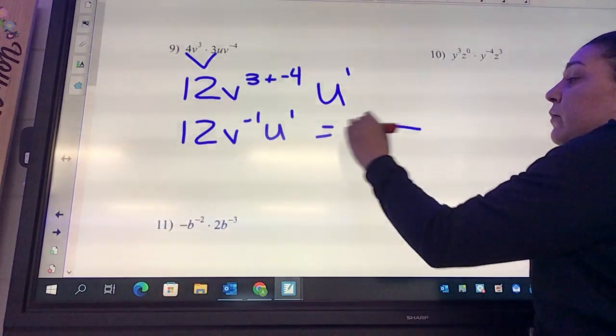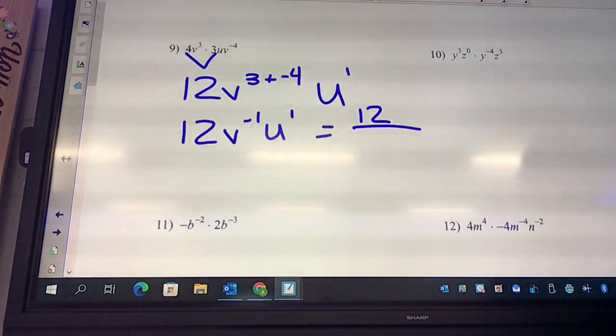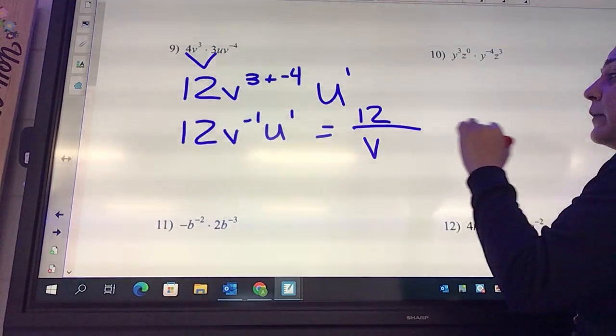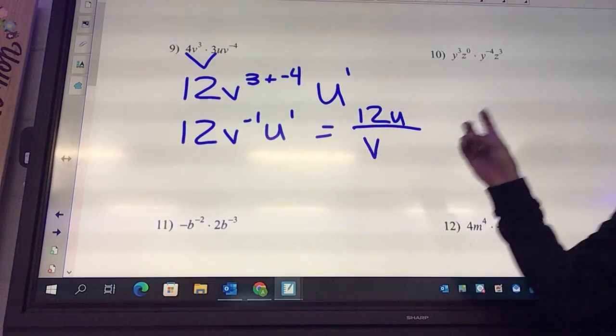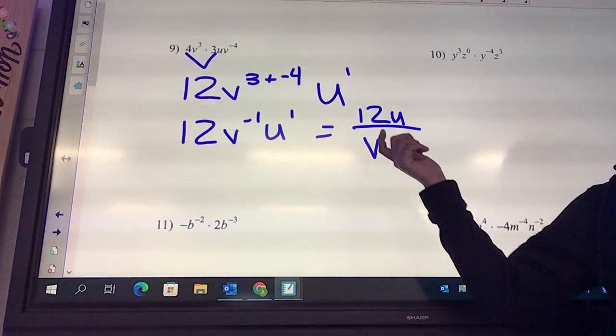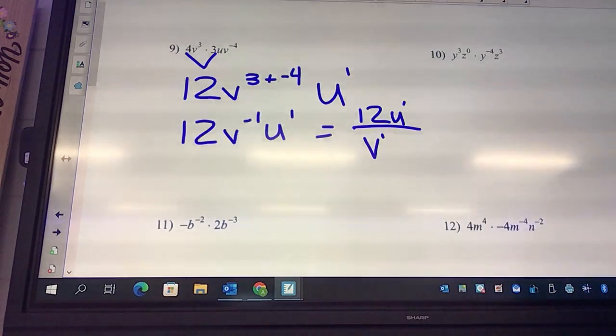So, where's the 12 go? Top. V to the negative 1. Bottom. U to the 1. Top. Now, this is the correct way that it looks, okay? But if you put the 1s here, that's okay, okay?